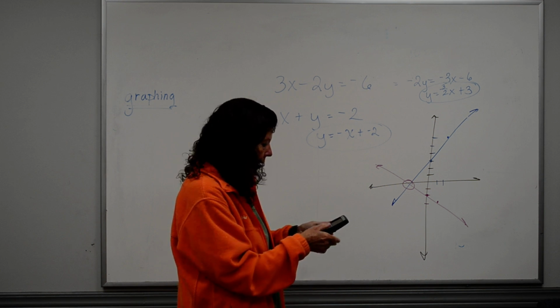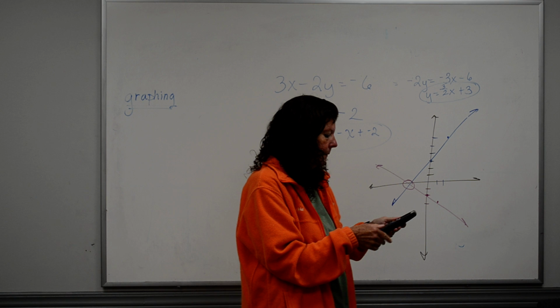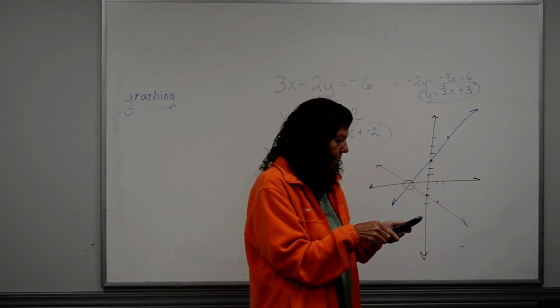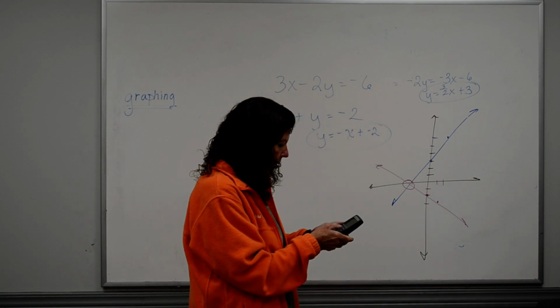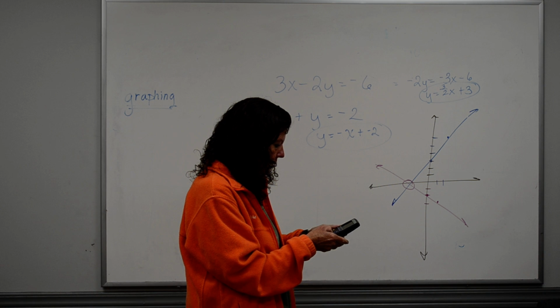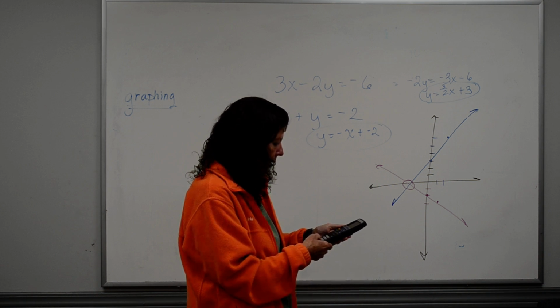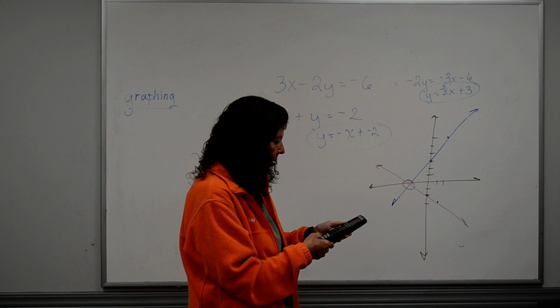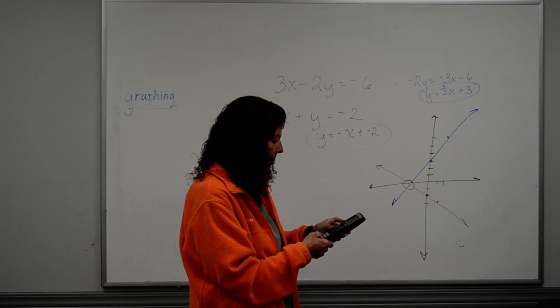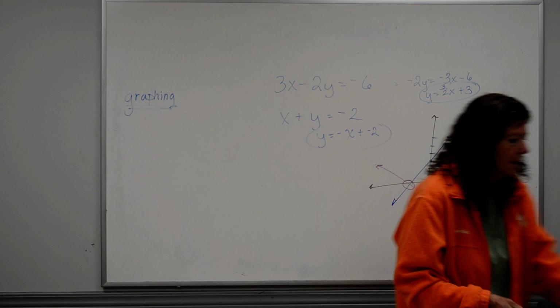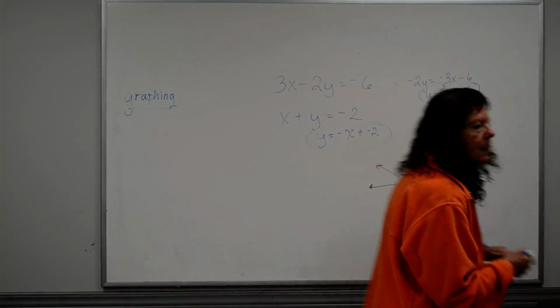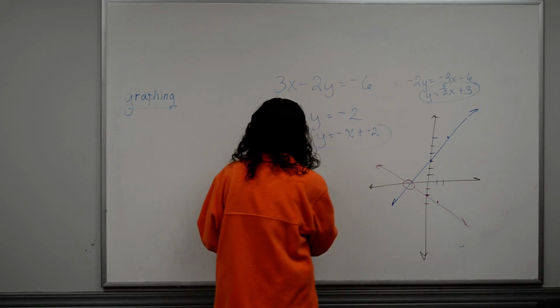And then I'm going to go second calculate and go to intersect, which is 5, hit enter, and keep hitting enter until I get intersection at the bottom. Oh, I did a pretty good guess. Negative 2, 0 is what they tell me. See if you can get to that spot.